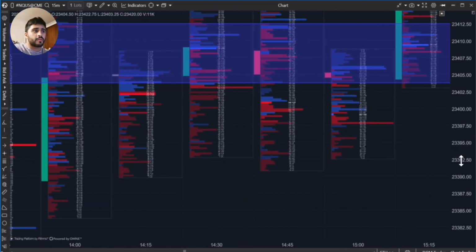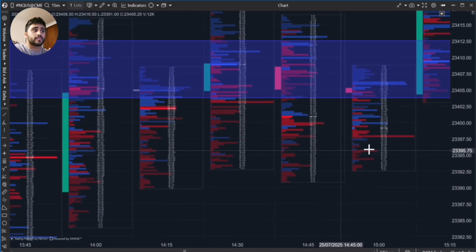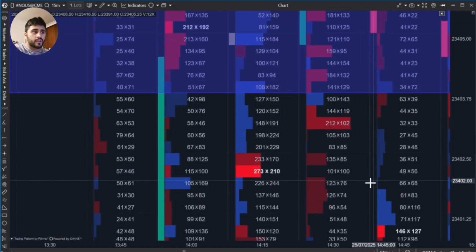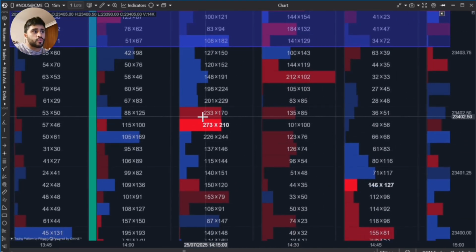You don't need to read every number. You only need to read a few numbers where there's a lot of red delta. Just by glancing at this, you see red delta here, an outlier here, and an outlier here. Let's start with this one to the left. What you're seeing is 273 for 210, 233 for 170. So you're seeing 2 regions where sellers are aggressive.